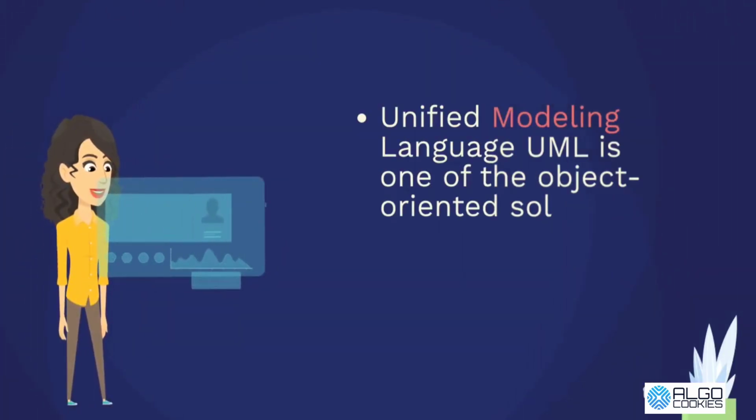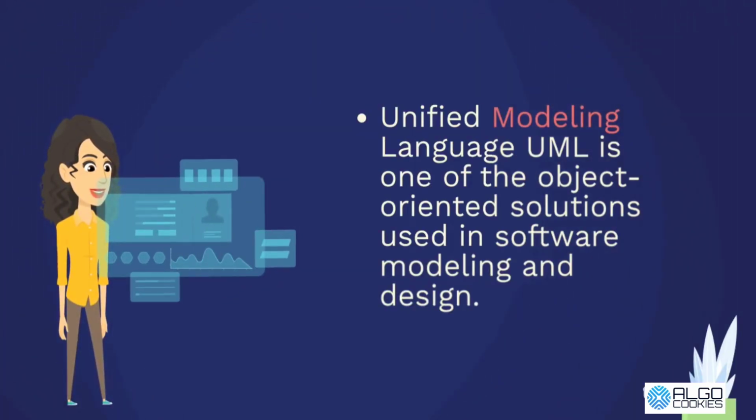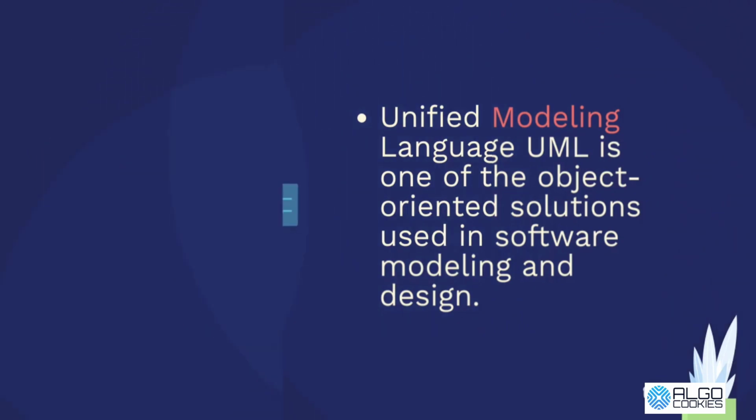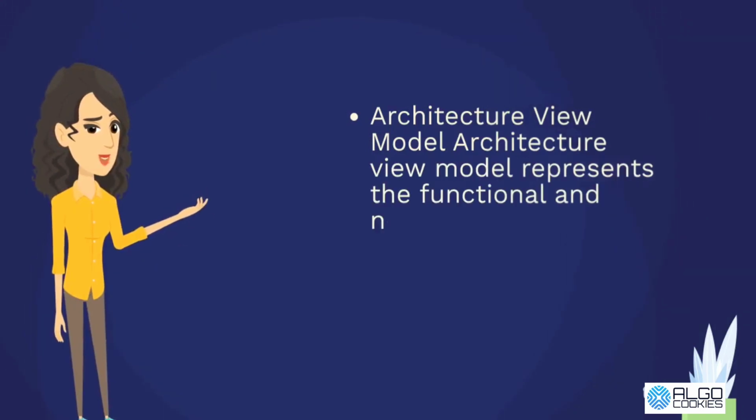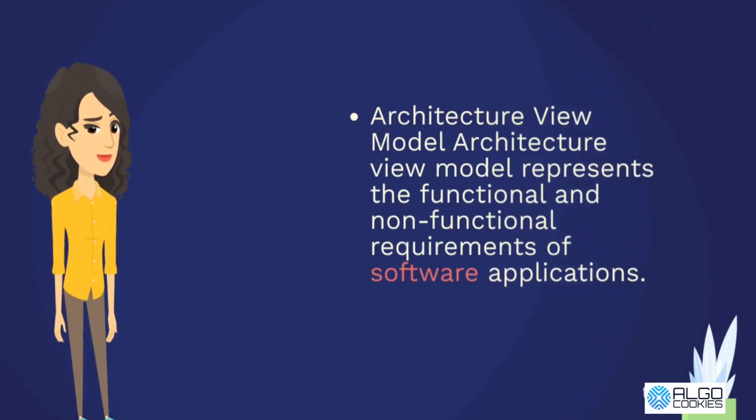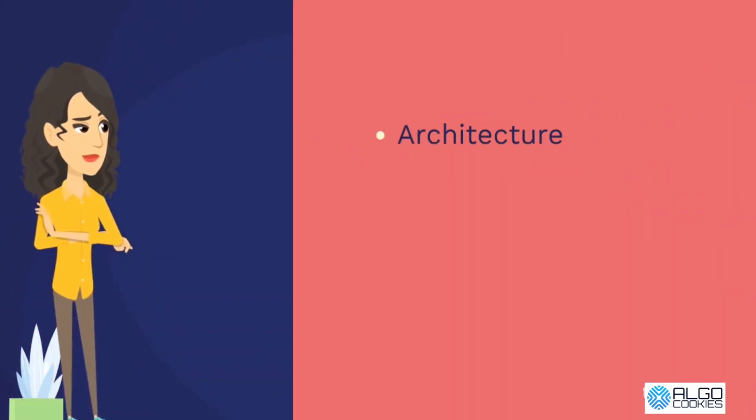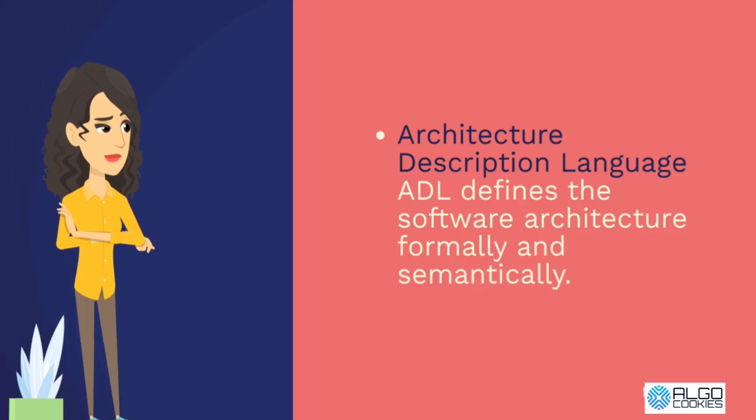Unified Modeling Language, UML, is one of the object-oriented solutions used in software modeling and design. Architecture view model represents the functional and non-functional requirements of software applications. Architecture description language, ADL, defines the software architecture formally and semantically.